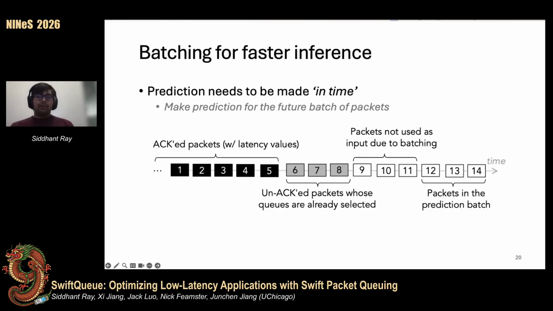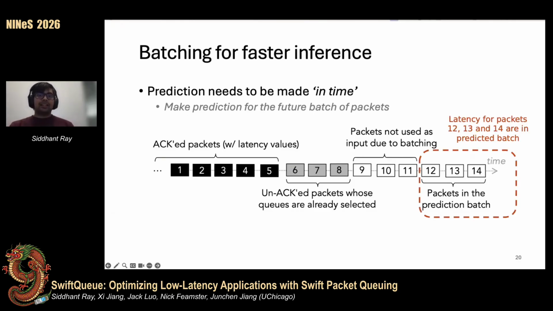Now, this comes with a trade-off between batch size and quality, because the more we predict into the future and the larger the batch sizes we predict, the prediction quality also goes down. The best prediction quality is obviously at batch size 1, and this is the trade-off which we will explore in our evaluation. And the latencies for packets 12, 13, or 14 are the ones in the predicted batch when we are making the prediction at packet number 8.